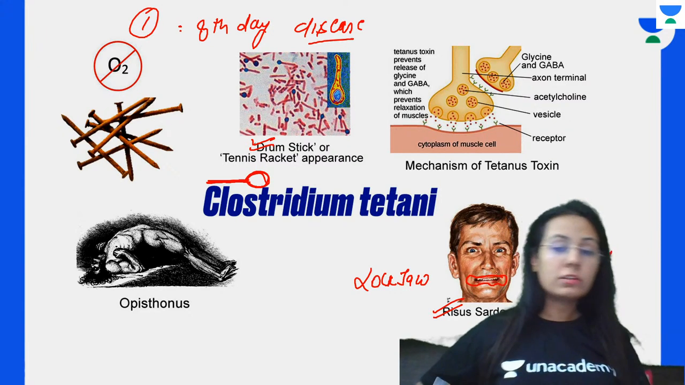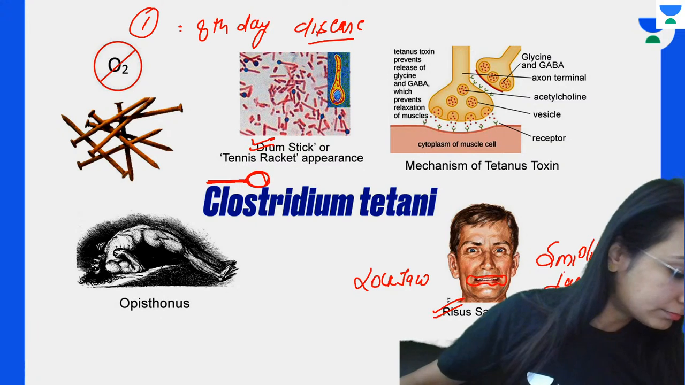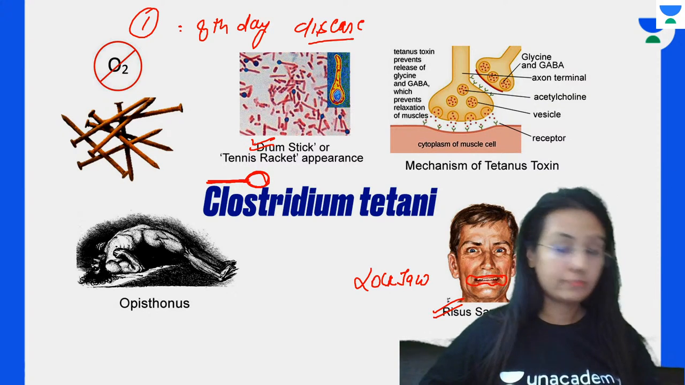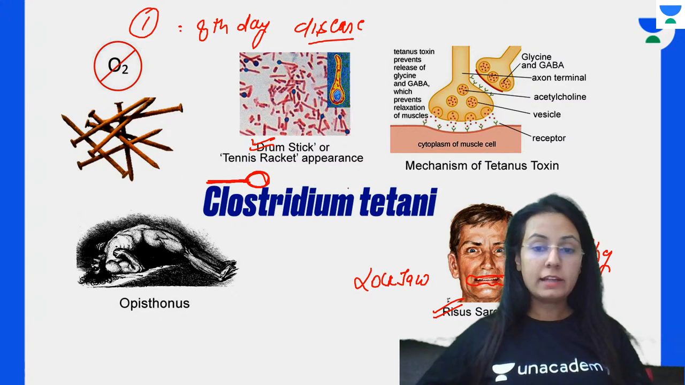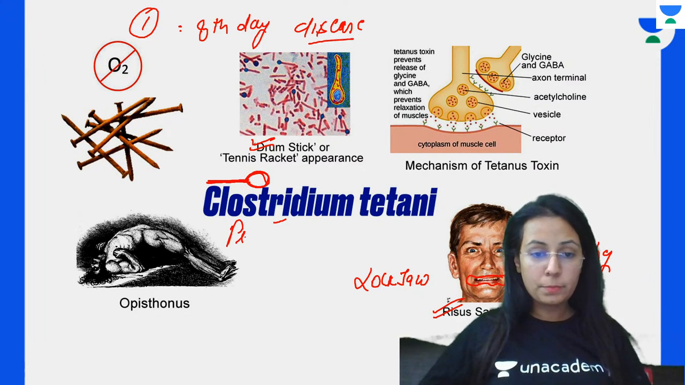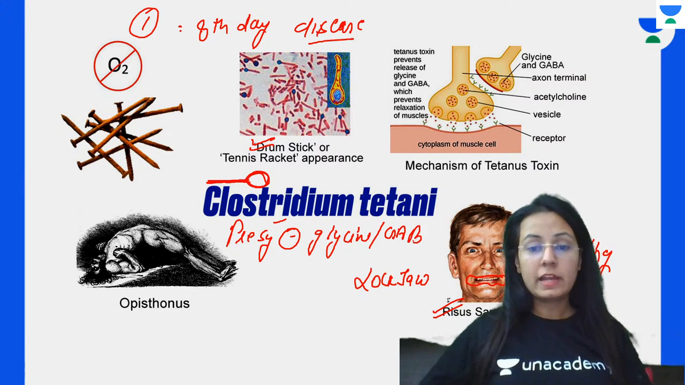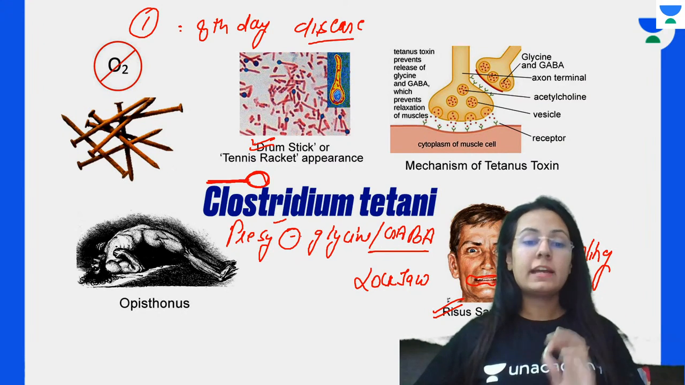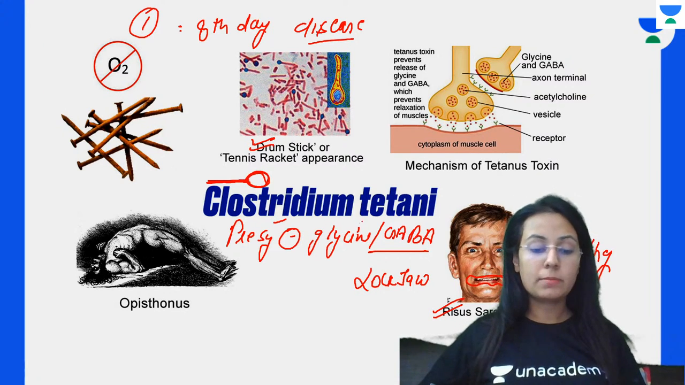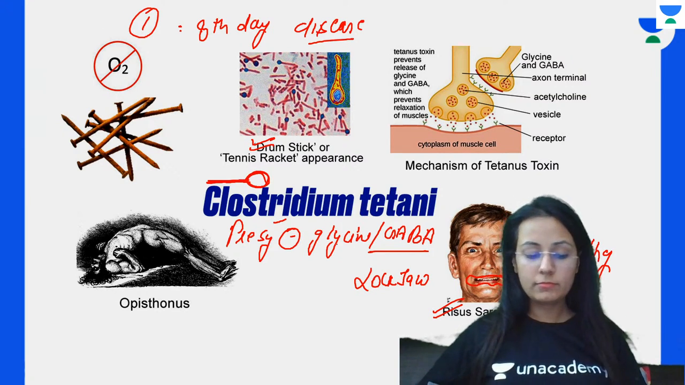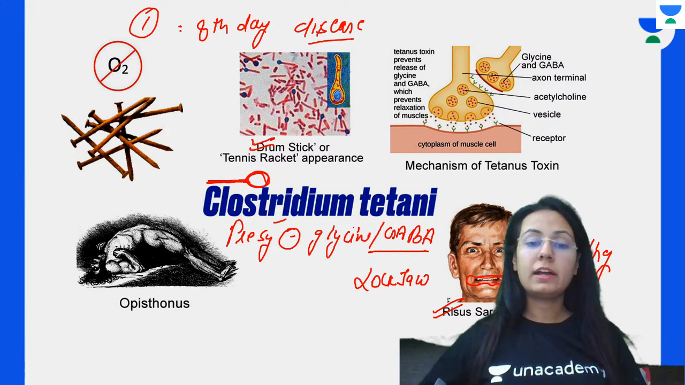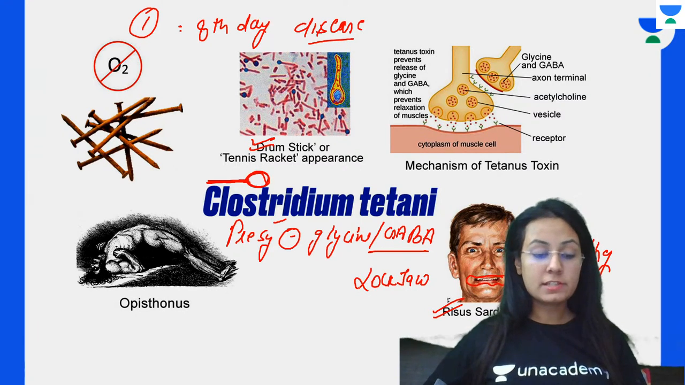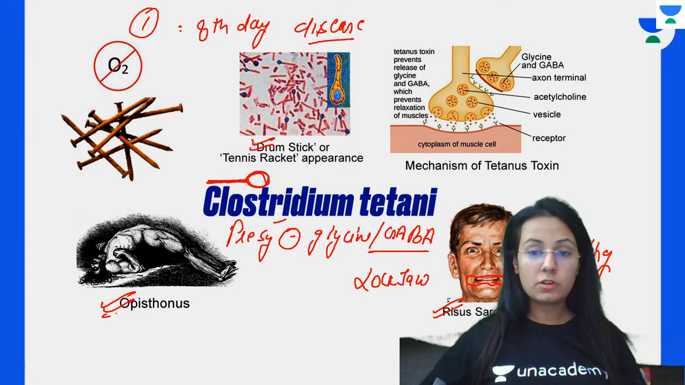That is the lockjaw appearance. Smiling face, and it causes what? Clostridium tetani causes the presynaptic inhibition of glycine or GABA. That is, they are inhibitory neurotransmitters, and it causes the presynaptic inhibition of glycine and GABA. That is causing hypertonia and sustained involuntary contraction, presenting with lockjaw, smiling face, risus sardonicus, or opisthotonus position of the patient.